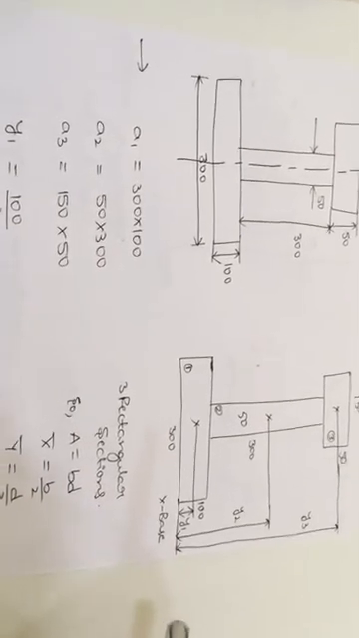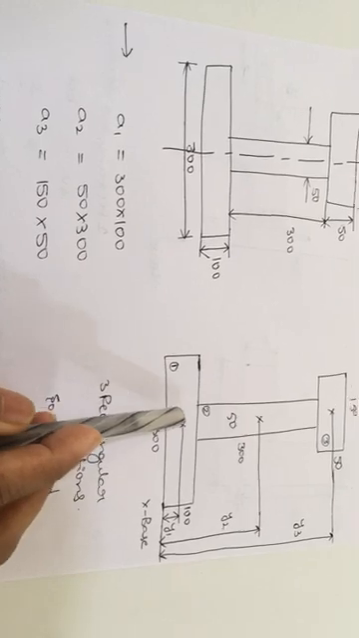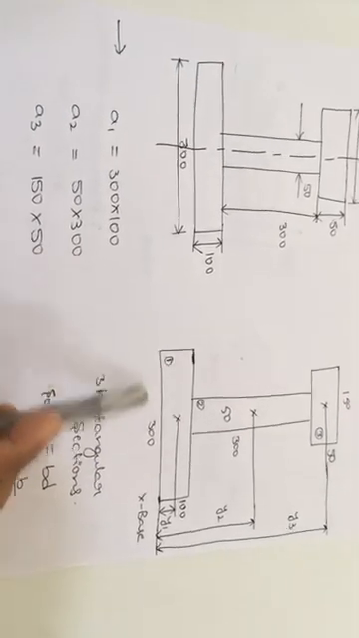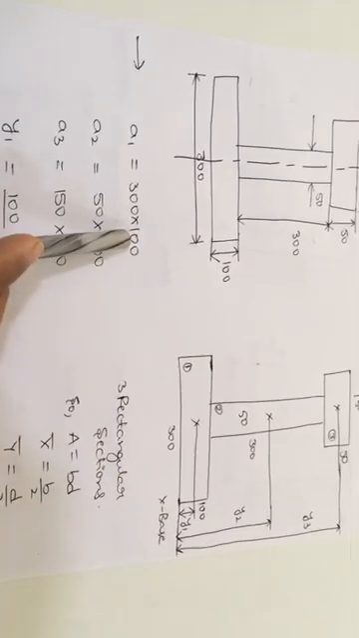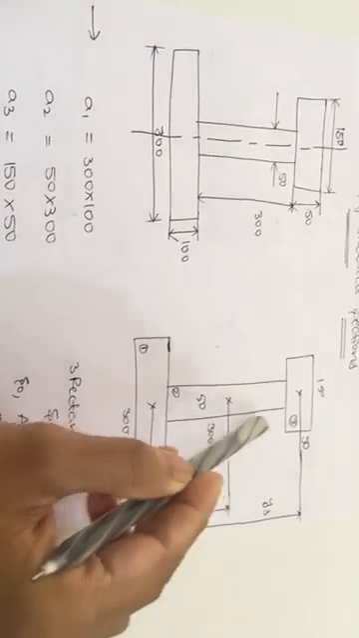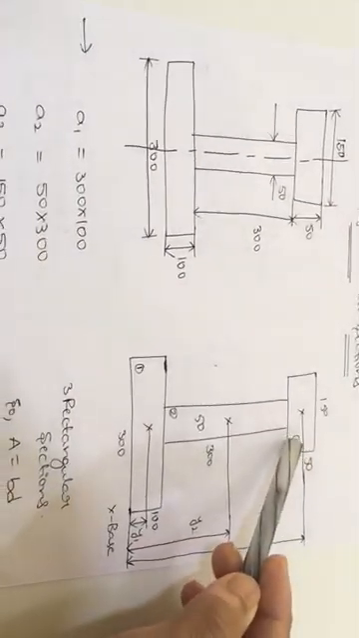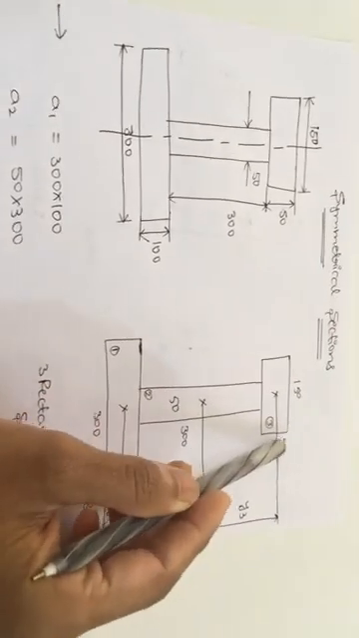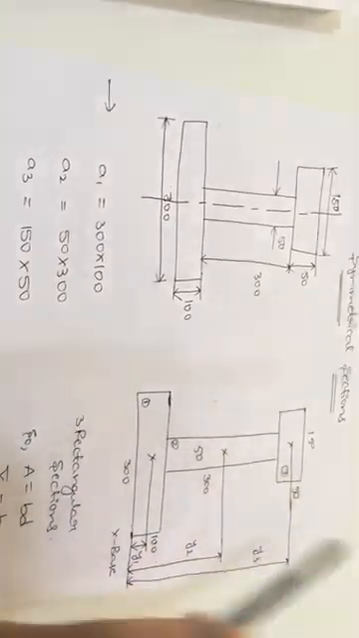First of all, we will calculate the area values for the individual sections. So here A1 is nothing but area of the first section. So b into d. So 300 into 100. Next, area of the second section. B into D. 50 into 300. Next, area of the third section. B into D. 150 into 50. So these are the values for the areas of the individual sections.